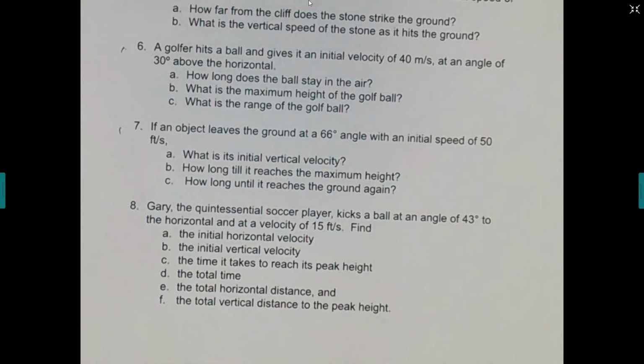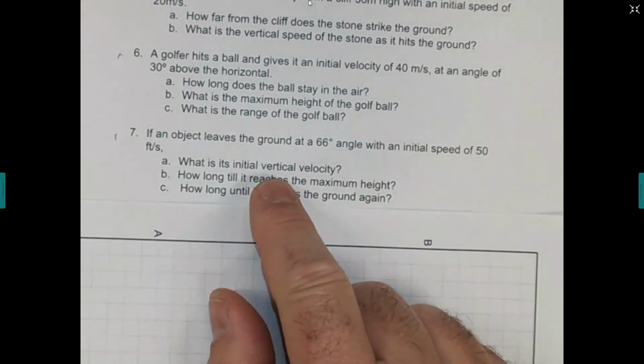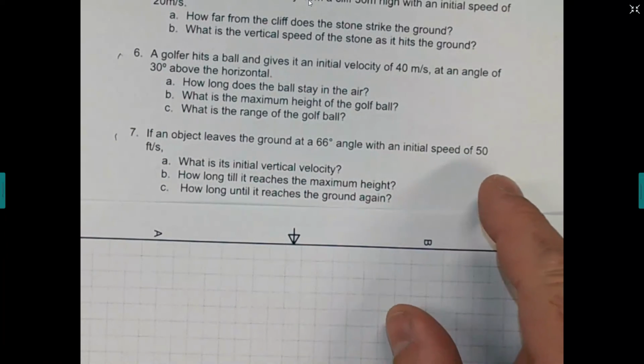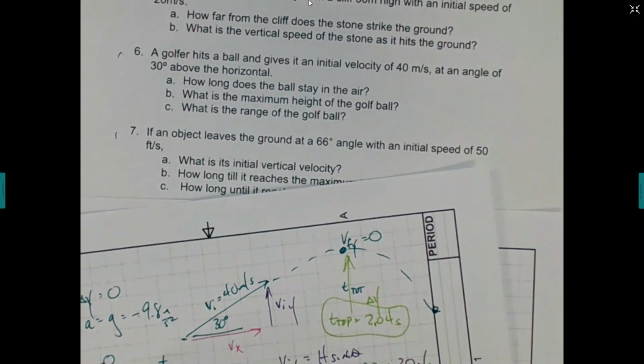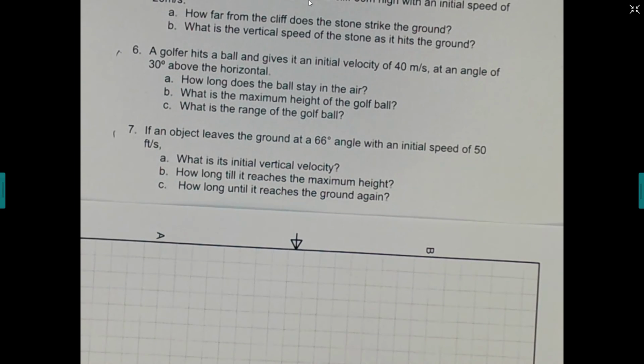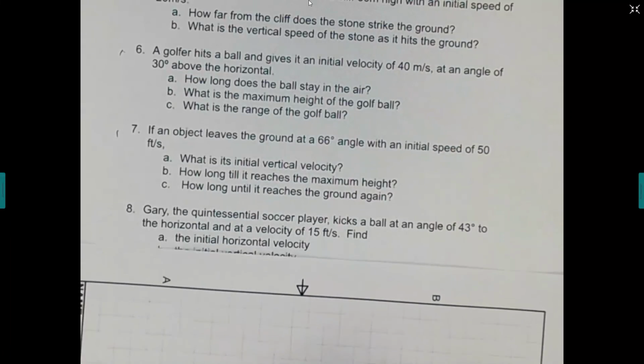All right, let's look at my last two really quick here, 7 and 8. We might zip through them pretty quick. They're probably very similar to what we've already done. Number 7, if an object leaves the ground at a 66-degree angle with an initial speed of 50, what is its initial vertical velocity? Okay, we just did that. So we're just looking at initial vertical. It's just going to be the hypotenuse times the sine, because it's the side opposite. So 50 times the sine of 66. How long till it reaches its maximum height? Okay, we did that thing. Same thing we just did. And how long until it reaches the ground again? Well, that's exactly B. It takes the same time up as it does going down.